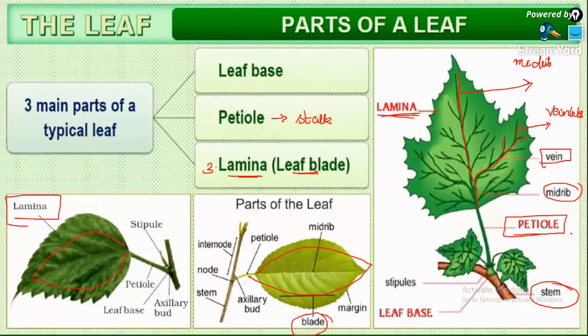I'm going to complete this. So these are the three main parts of a typical leaf: leaf base, petiole, and lamina.